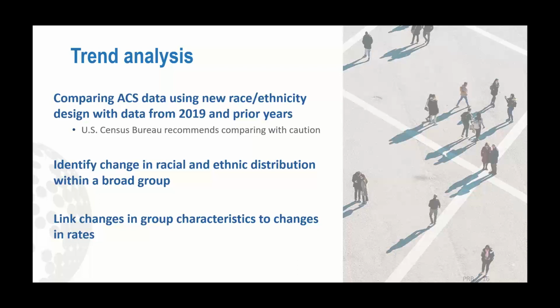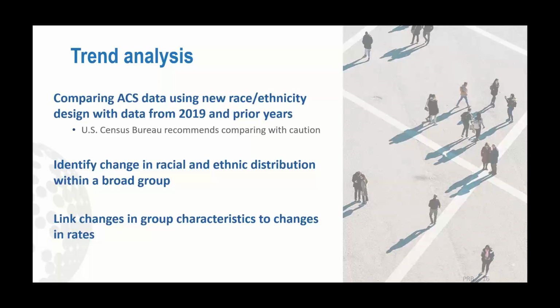For this reason, the Census Bureau has recommended comparing ACS data with the new race and ethnicity design with data from prior years with caution. For example, when you're comparing differences in the overall racial distributions in the 2016 to 2020 ACS relative to the 2011 to 2015 ACS, the Census Bureau reported that the differences are largely due to improvements in the design of the two separate questions and processing of those data, as well as some demographic changes.